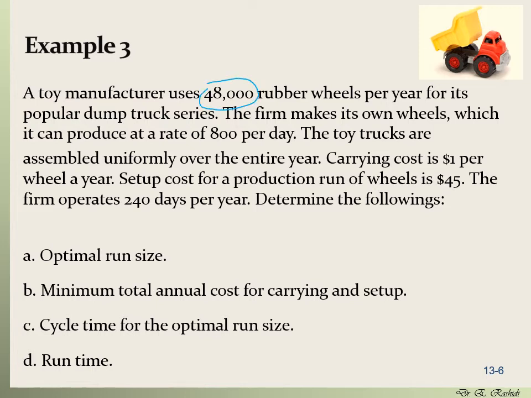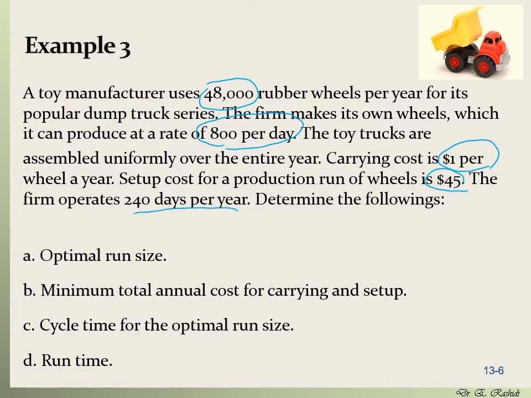So 48,000 rubber wheels per year, and the production rate is 800 per day. The toy trucks are assembled uniformly over the entire year. Carrying cost is $1 per wheel a year. Setup cost for a production run of wheels is $45. The firm operates 240 days a year.